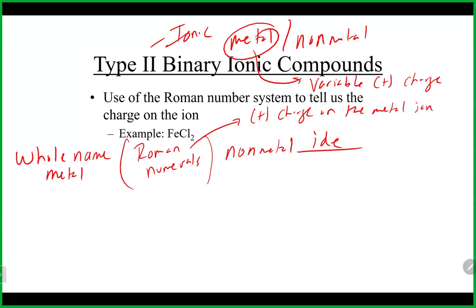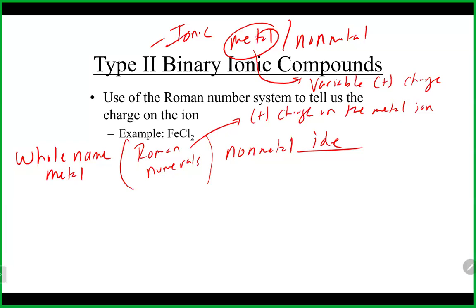A super common mistake that people make is they think the Roman numeral tells them how many metals they have or something like that. But it's actually, if you took one positively charged ion out by itself, what the positive charge would be on it. So it's simply not how many you have, but if you took one of those positive ions out, the actual positive charge on it.